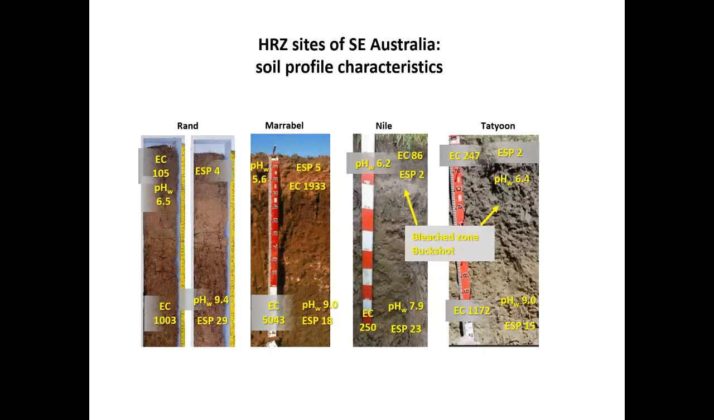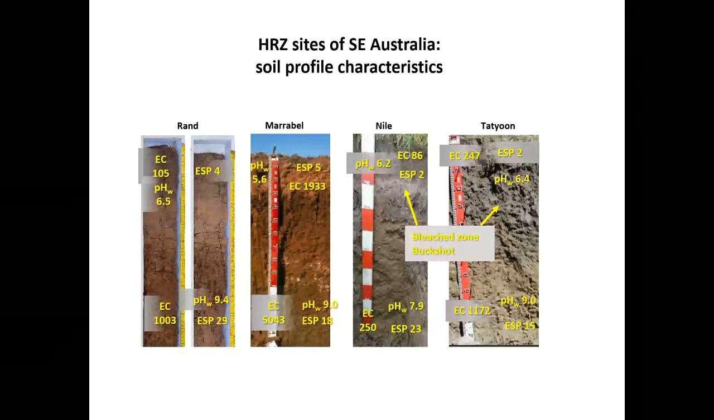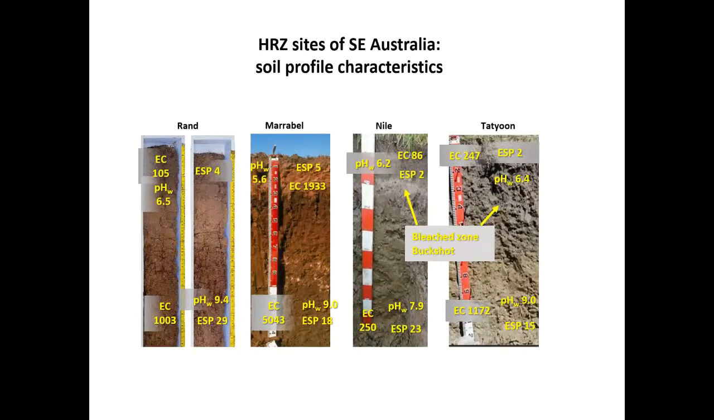There's a similar situation in the soil from Rand. It's not sodic in the topsoil, not acid, but once you start going to the subsoil, it's really highly alkaline, so pH in water is greater than 9, and sodicity around 29. I thought these pictures of profiles were of particular interest. I don't know the Macedon area that well, but if you get waterlogging, can you see that sort of bleach zone, buckshot zone in the soil there? It's not as obvious around Tatyoon because of the quality of the picture, but it's a really good picture there of Nile. That bleach zone results from repeated waterlogging over hundreds of years.